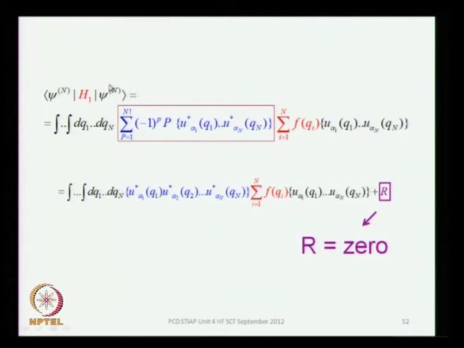So, the remainder vanishes. What does it do to us? This whole complex expression that we had, which we factored into this and a remainder, we have the remainder going to 0 and we have only this term to work with. That is a lot of simplification now.